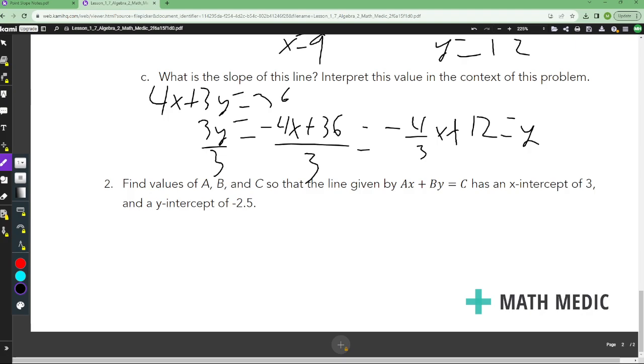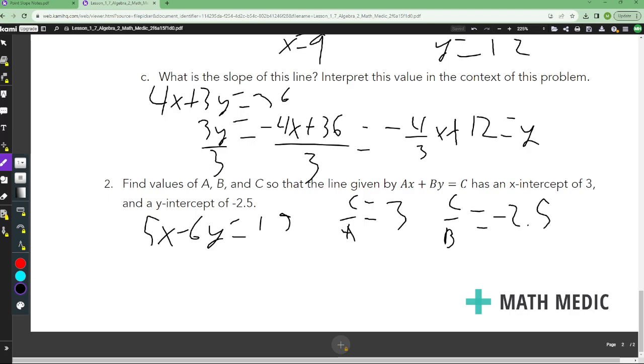So one way is 5x minus 6y equals 15. This is because c over a has to equal 3 for the x-intercept, and then c over b has to equal negative 2.5 for the y-intercept. There's multiple different answers. This is the most obvious one, though. So a is 5, b is negative 6, and c is 15.